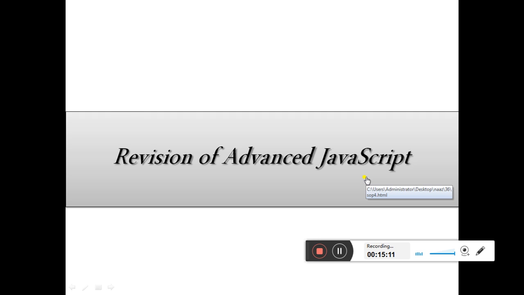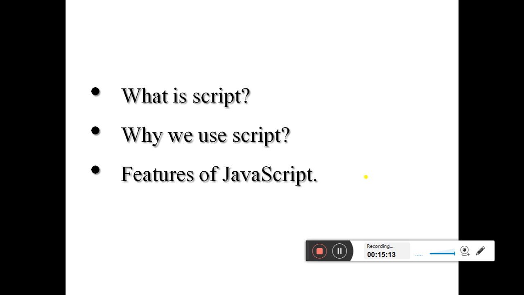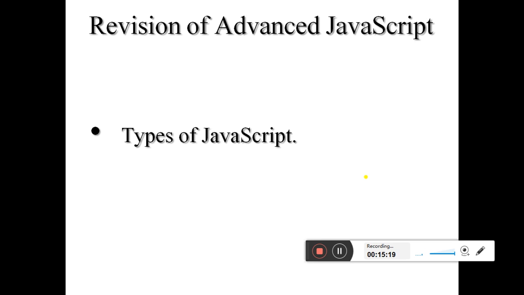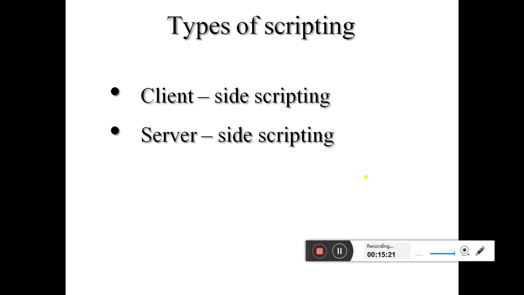Now again we are going to start with the revision of advanced JavaScript. So we have already studied what is script, why we use script, features of JavaScript, right? We have already seen all these things. Today we are going to see the types of JavaScript. There are two types of scripting. First one is client-side scripting and another one is server-side scripting.